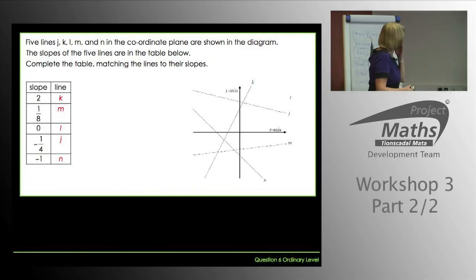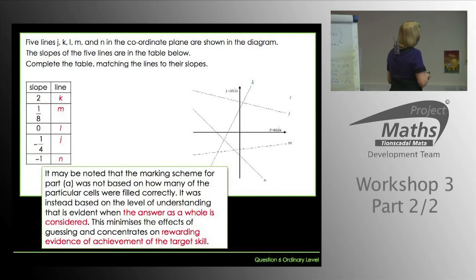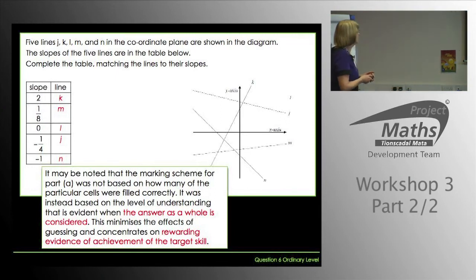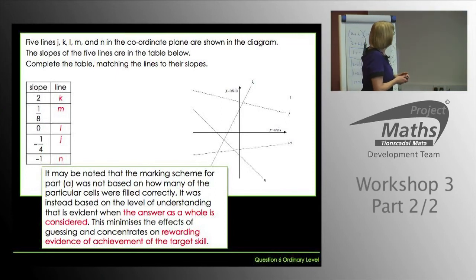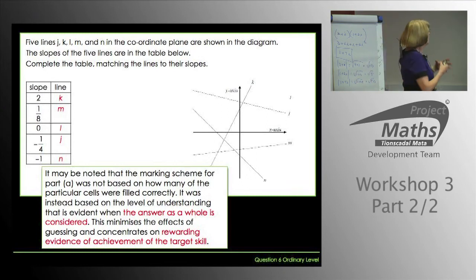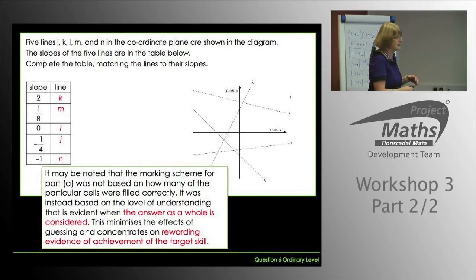Before I do that, this is a piece from the actual trial report. It may be noted that the marking scheme for part A, which was this part, was not based on how many of the particular cells were filled correctly. It was instead based on the level of understanding that is evident when the answer as a whole is considered. This minimises the effect of guessing and concentrates on rewarding evidence of achievement of target skills. Now the target skill here is understanding slopes. Obviously somebody gets it all right, no problem, you assume that they understand it.